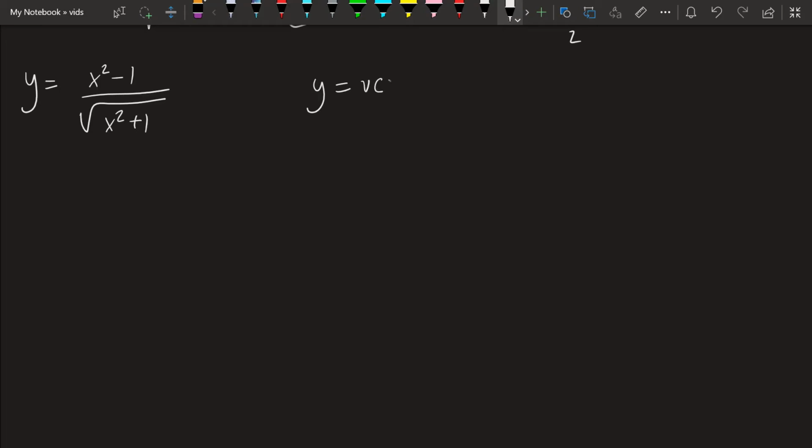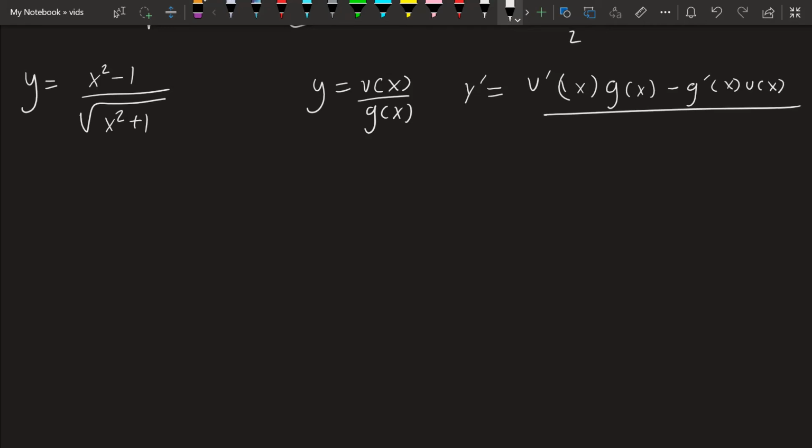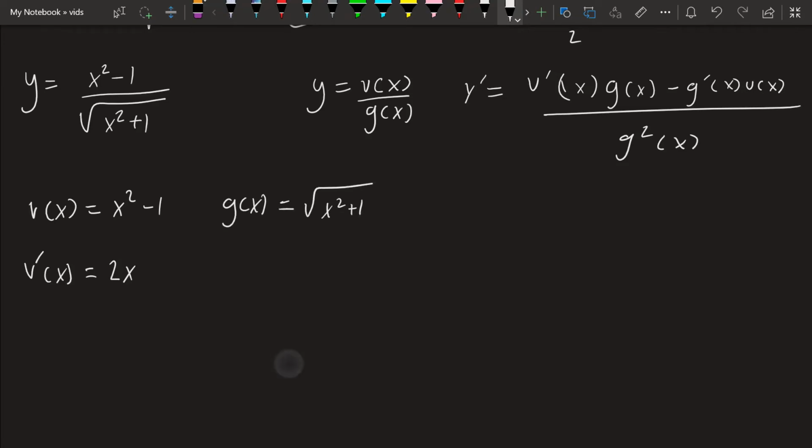So we said that if y is equal to v of x over g of x, y prime is equal to v prime of x times g of x minus g prime of x times v of x, over g squared of x. Well, here we go. Let v of x equal x squared minus 1, so v prime of x is equal to 2x. And let g of x equal the square root of x squared plus 1. Now we need to find the derivative of g of x.